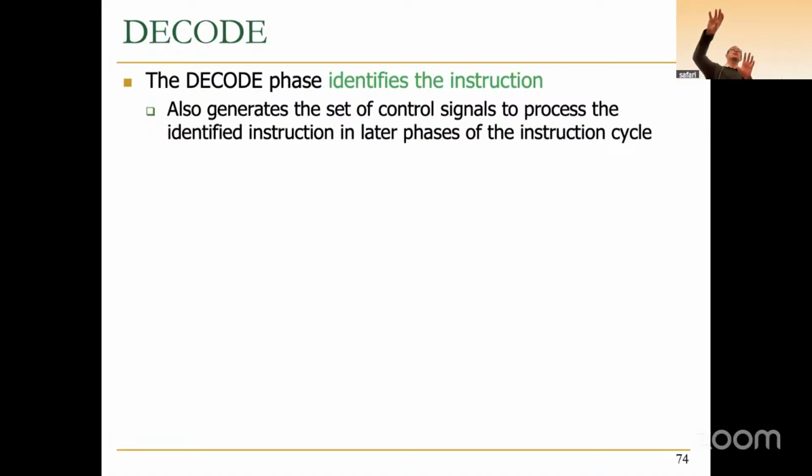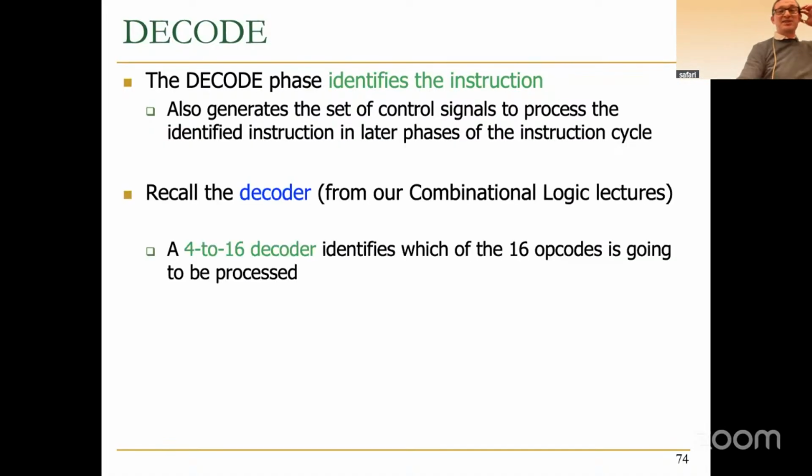If it's an add, I execute the sequence of states. If it's a multiply, I execute this other sequence of states. If it's a load, I execute this other sequence of states in the finite state machine, right? Okay, we're going to see that finite state machine. So basically, we're going to use a decoder. In this case, we have a 4-bit opcode in LC3, and a 4 to 16 decoder identifies which of the 16 opcodes is going to be processed.